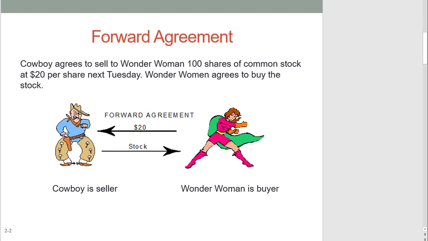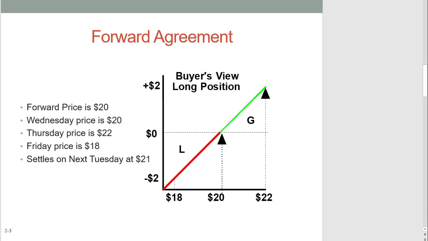Now let's take a look at the view of each of these two parties. The buyer's view is called a long position. A long position always means the buyer is expecting the price to rise. So if we assume the forward price is 20, and on Wednesday the stock market price is 20, that's where the arrow points to where the red and green lines touch the zero line. There is zero gain to either party.